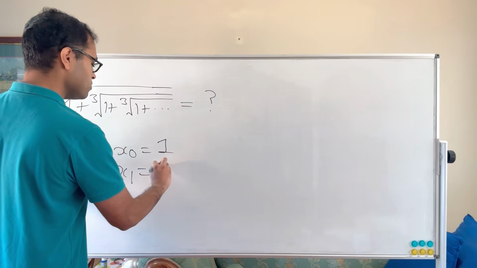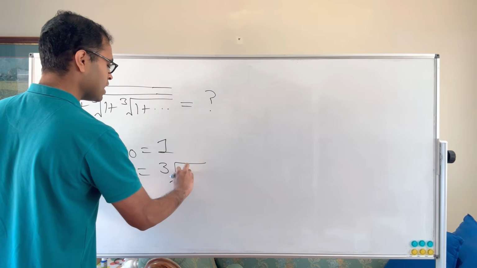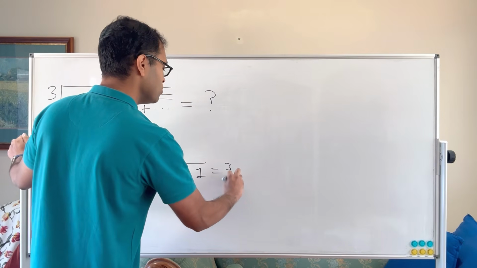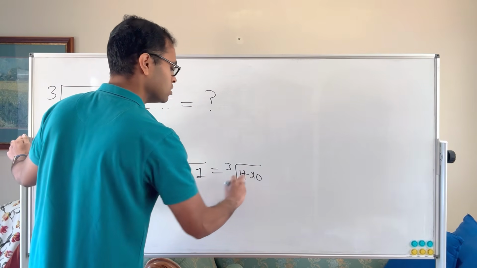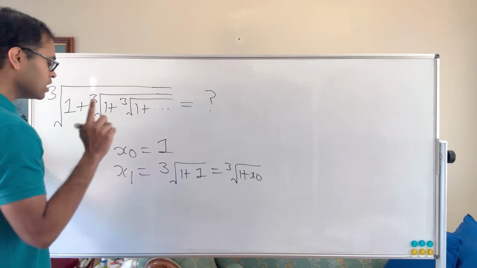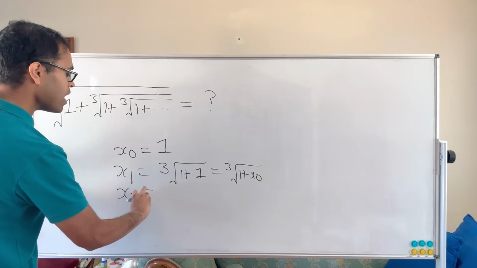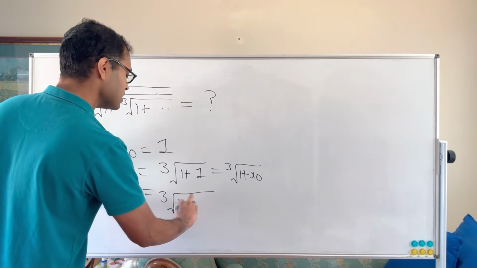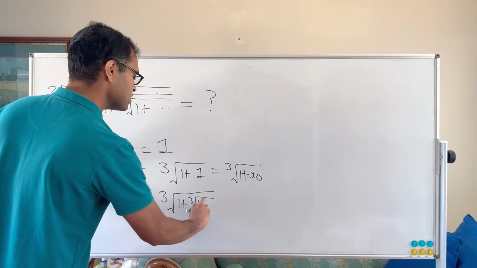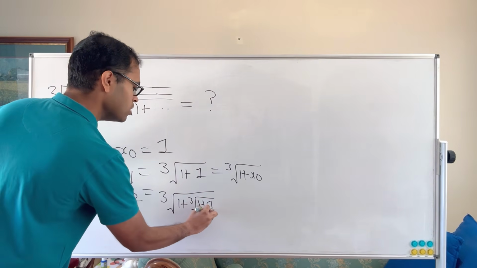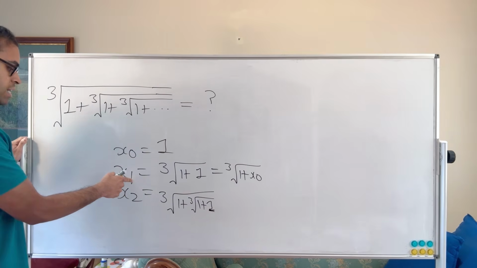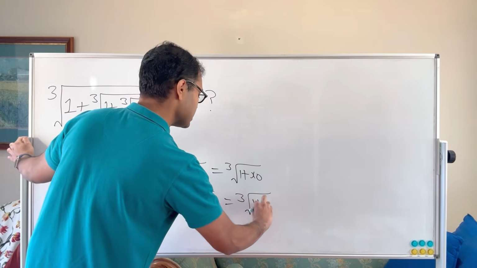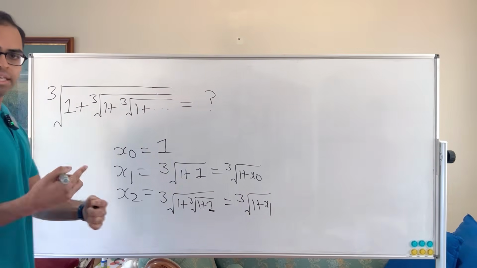So x1 is going to be the cube root of 1 plus 1, which can also be written as, by the way, the cube root of 1 plus x naught. So far so good. Let's keep going with this. Let's now write x2 is equal to the cube root of 1 plus the cube root of 1 plus 1. Again, if you try to write it in terms of x1, it's just going to equal the cube root of 1 plus x1.